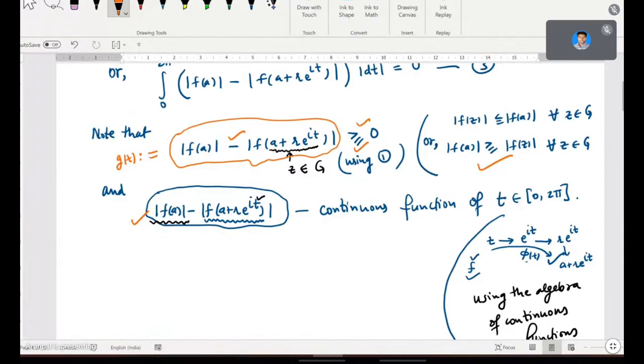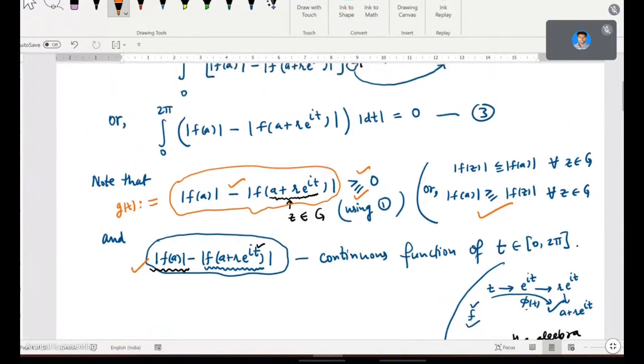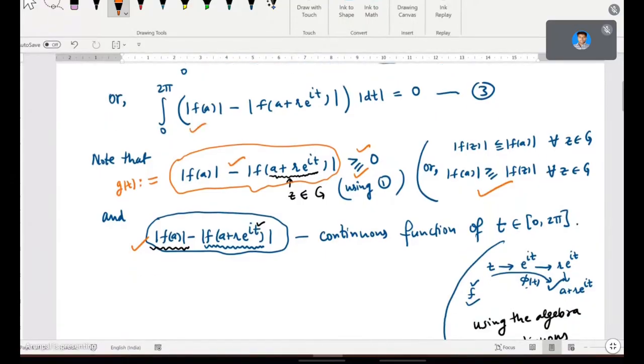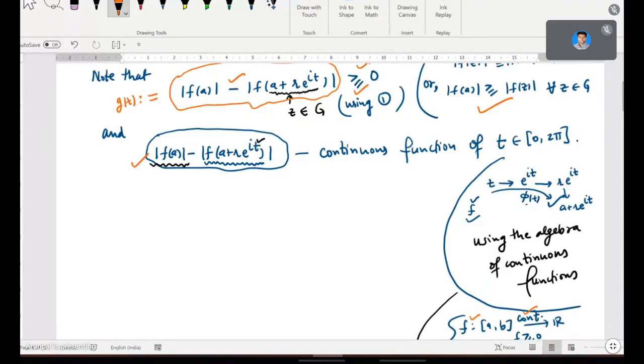G is continuous, this is g(t), right? And the value of the integral of g(t) is 0 in number 3. Is this okay, class? Is this okay?